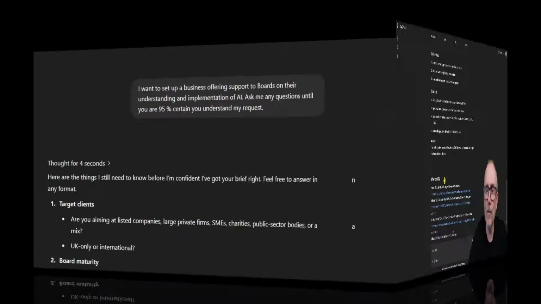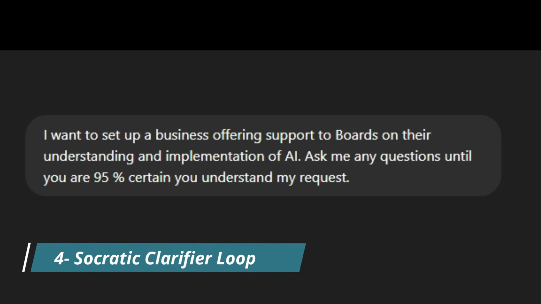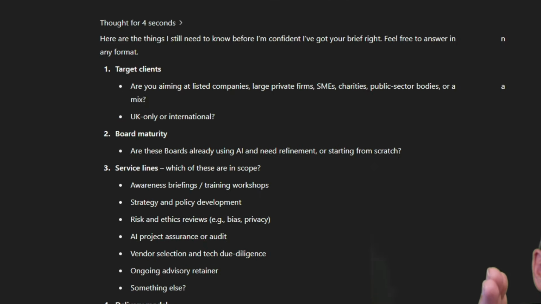Let's move on. Okay, so this time I want ChatGPT to make sure that it asks me questions before it gives me a response. So what I've got here is a prompt that says, okay, I want to set up a business offering support to boards on their understanding and implementation of AI. Ask me, and then what I've added, and this is the important bit: ask me questions until you are 95% certain you understand my request fully. Press go, and what it then does is give you a whole series of questions.